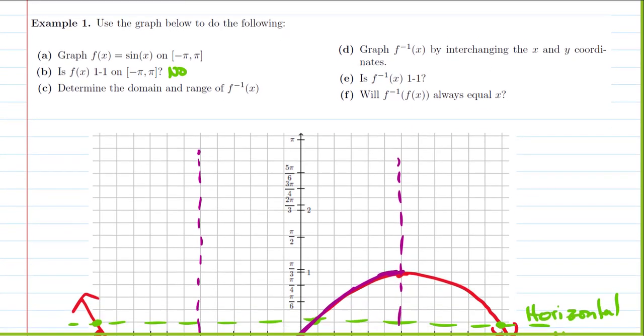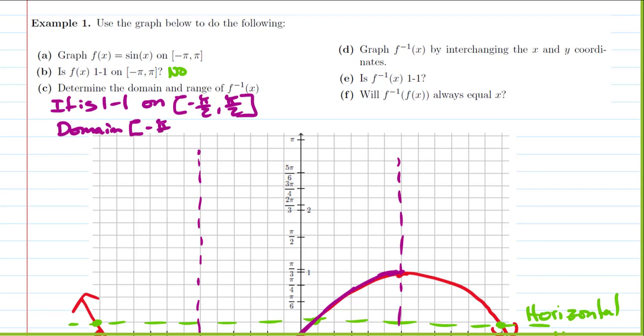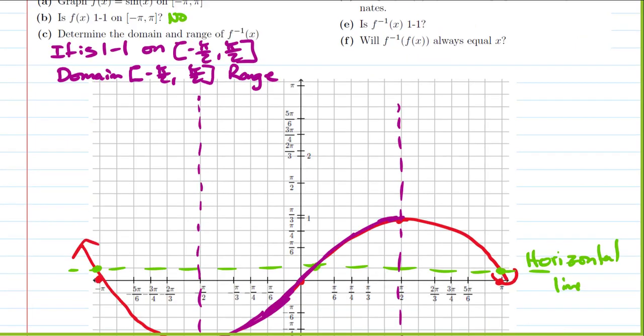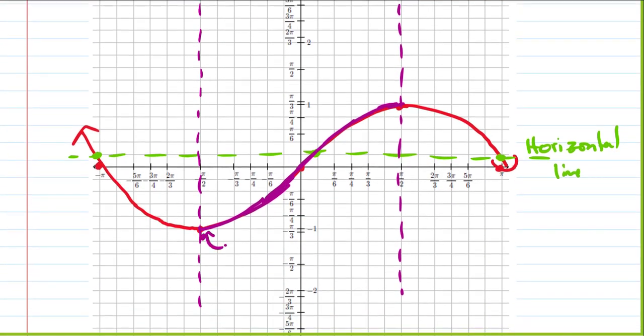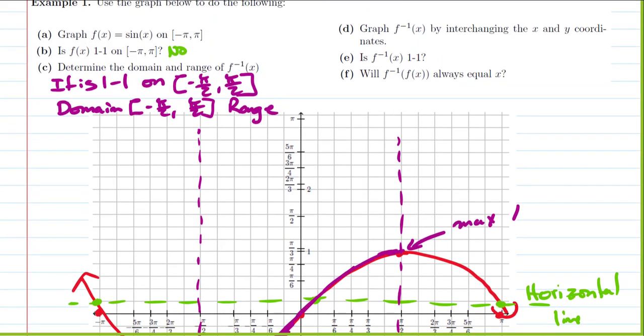So it is 1 to 1 on negative pi over 2, pi over 2, which we've shown below. That would make its domain exactly that set, negative pi over 2 to pi over 2. On that set, its range goes from here to here, so its min is at negative 1, and its max is still positive 1, so that's good. So our range is going to be the set negative 1 to 1.